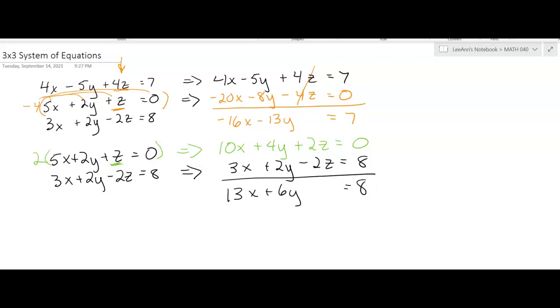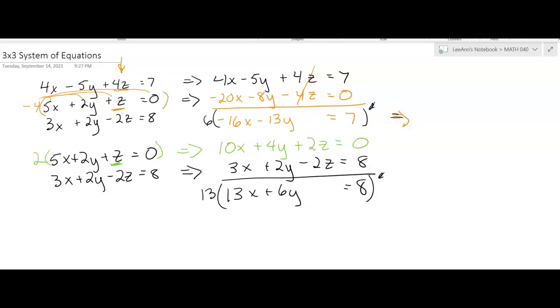So now I've got to get something to eliminate from this orange equation and this black equation. I'm going to go with the y's, because then I don't have to deal with the negative 16, so the numbers are a little bit smaller. So this top equation, I'm going to multiply by 6, and the bottom equation, I'm going to multiply by 13. All right, so now let's see what we get up here in the top equation. Let me make it orange.